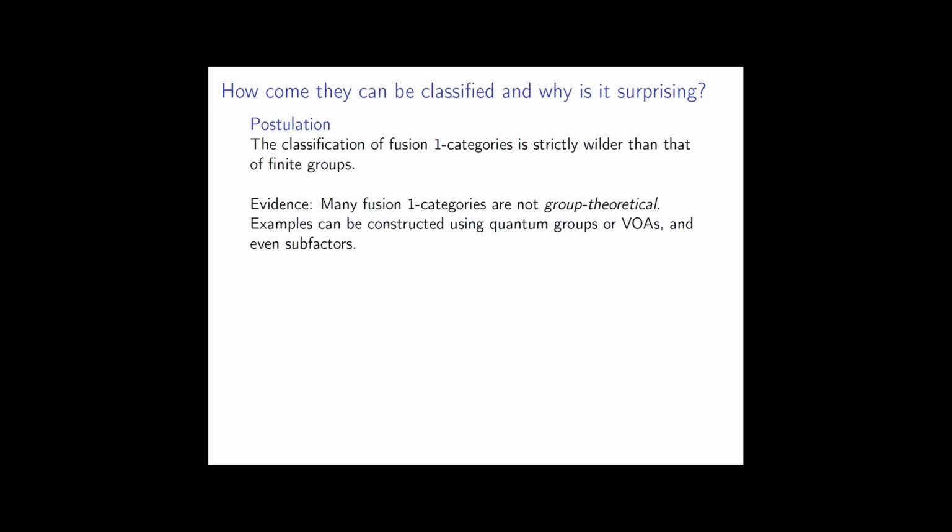Some heuristic for this postulation is that there are many fusion 1-categories that are not group theoretical. In particular, you can construct fusion 1-categories from vertex operator algebras, so really from Lie theoretic representation data. And in fact, you can even construct some fusion categories using what are called subfactors, which are objects that show up in functional analysis. So really things that are quite exotic and very far away from anything that has to do with finite groups.